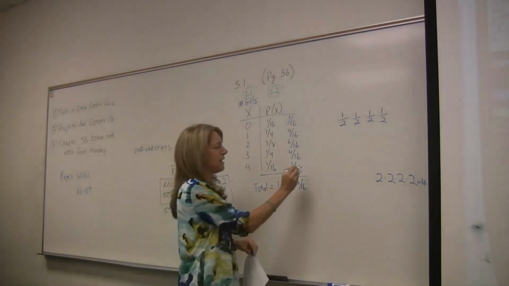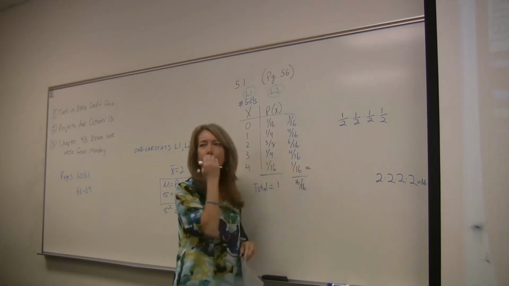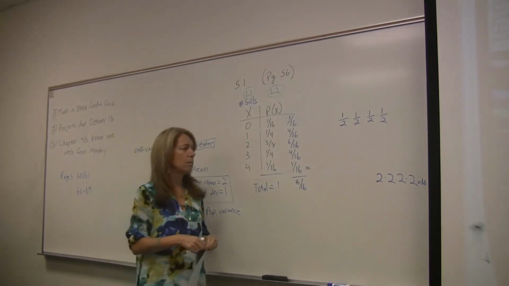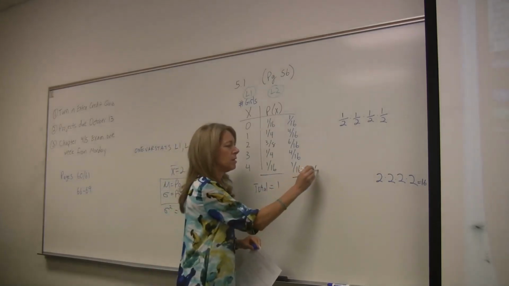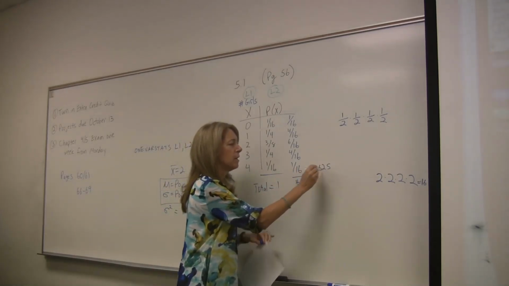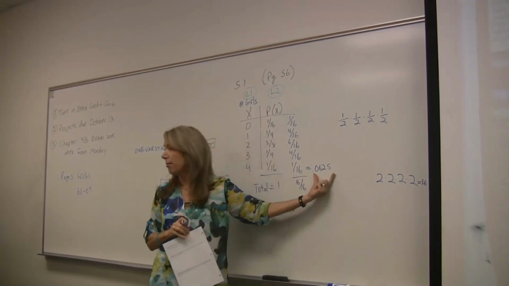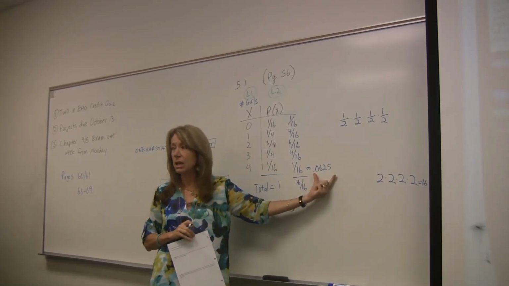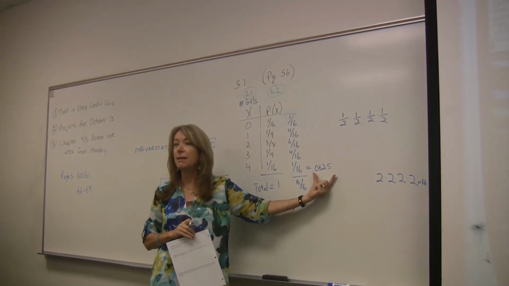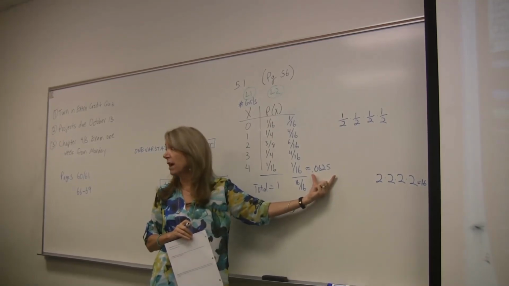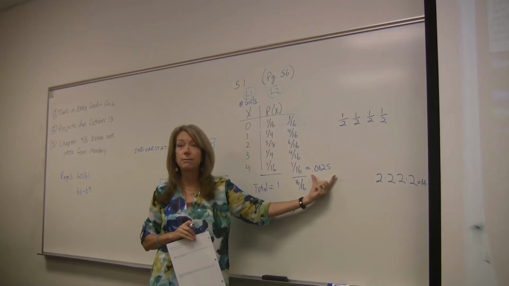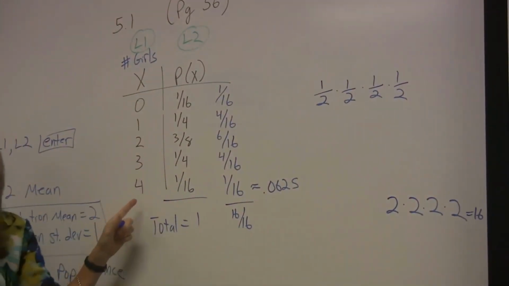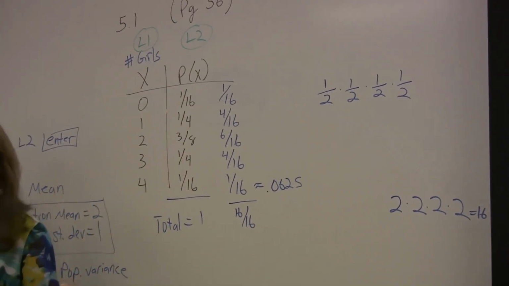And what is 1/16 as a decimal? Can someone divide that for me? 0.0625. Is that an unlikely probability? Definition of unlikely has to be less than 0.05, 5%. Is this less than 0.05? No. So that's not unlikely. So it's not unlikely to have 4 girls, which means 4 must not be significantly high.